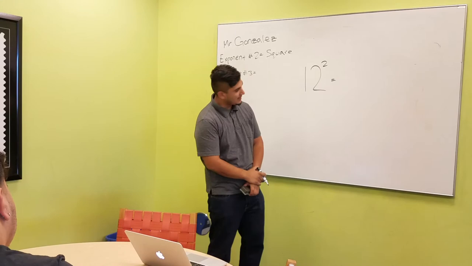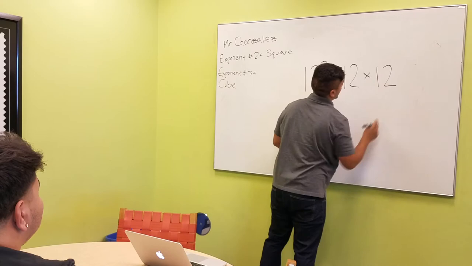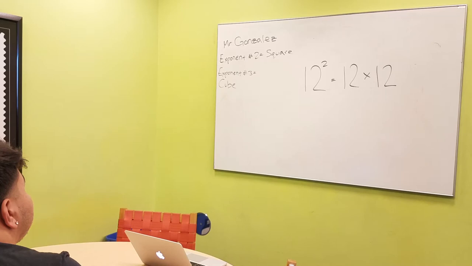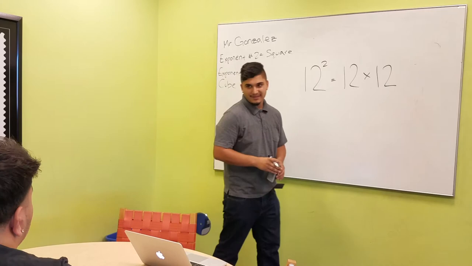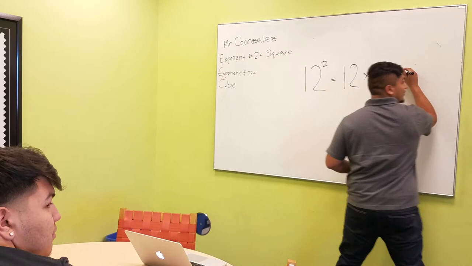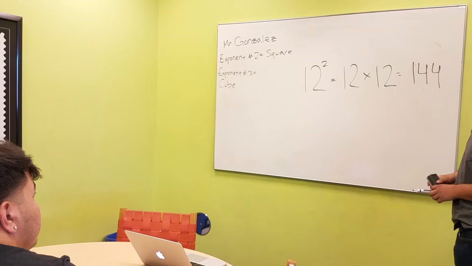Yes. So 12 times 12. So we have right now 12 times 12. What is 12 times 12? I don't know, that's a really big number. Mr. Joseph, do you know? No, you don't? That's fine. That's why we're here. 12 times 12 is 144. So this just means 12, 2 times. 12 times 12, right here.